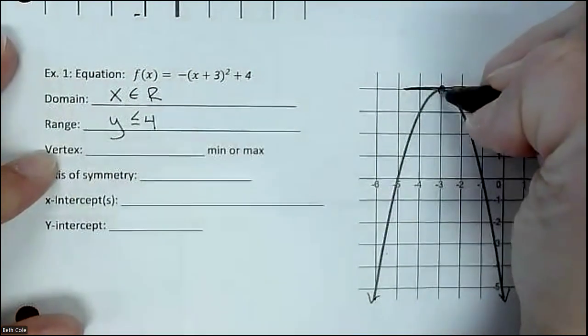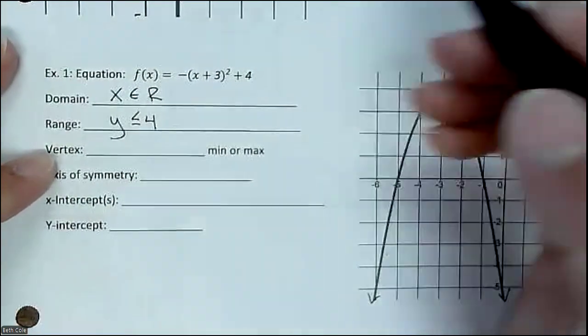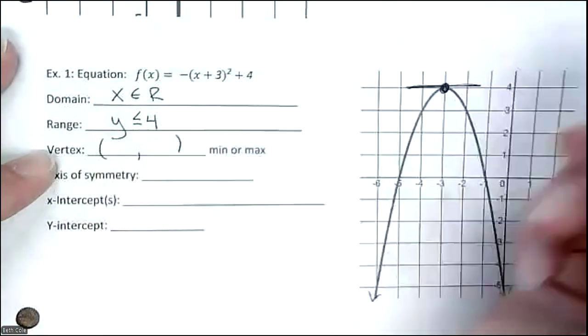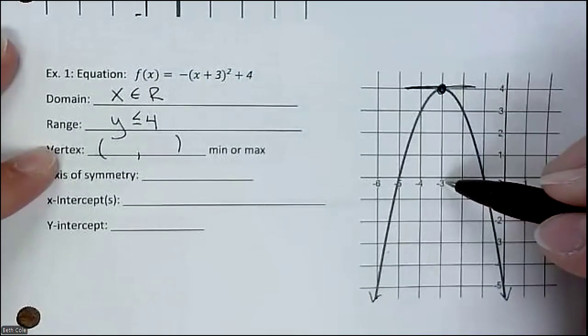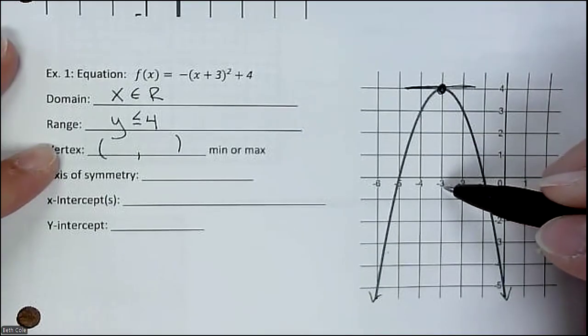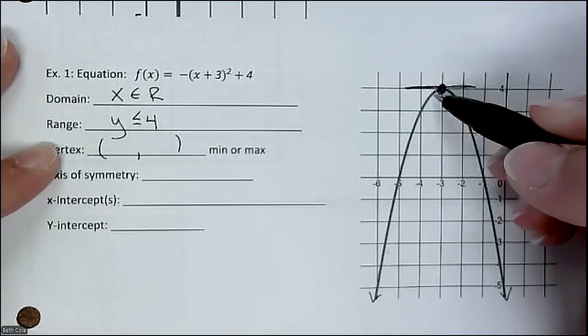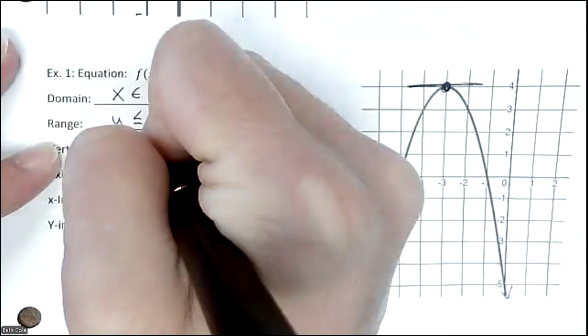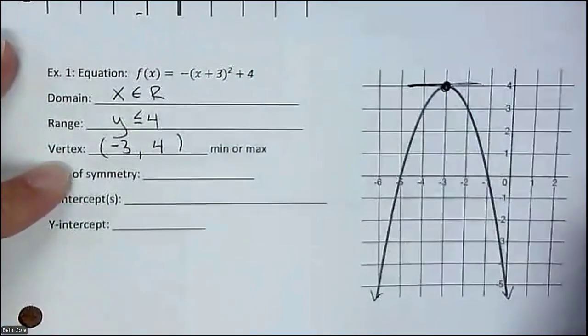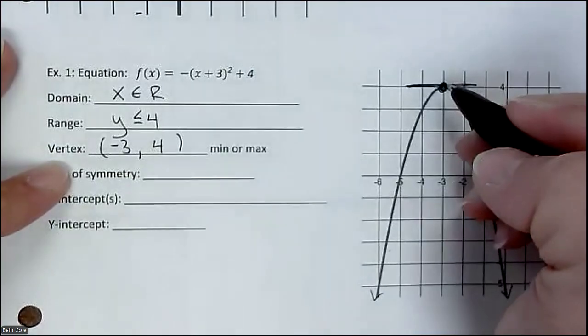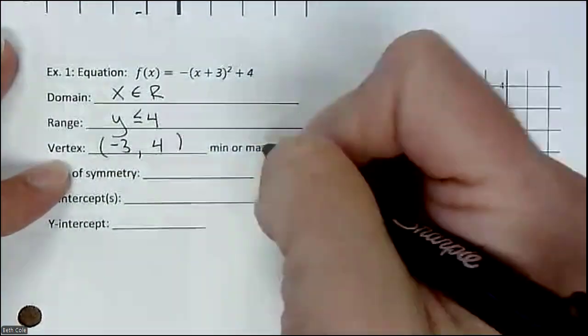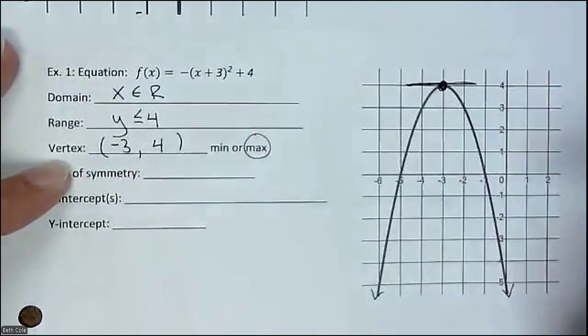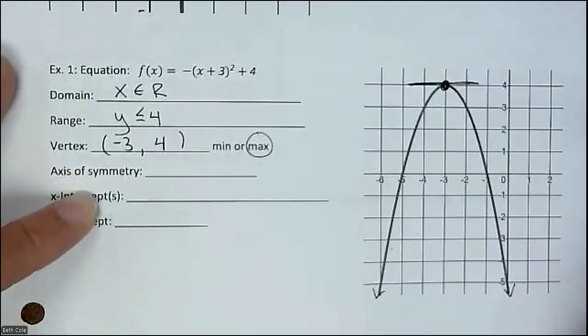What is your vertex point? It's this coordinate right here. So it's something, comma, something. So you need X, -3, 4. There we go. Well, there was a lot of talking, so I just didn't hear you. Now, is that a maximum or a minimum? Maximum. It's the highest point up there, like the top of the hill.